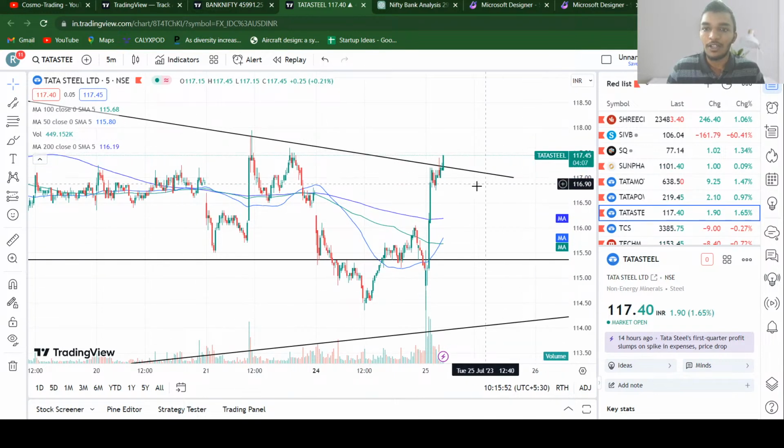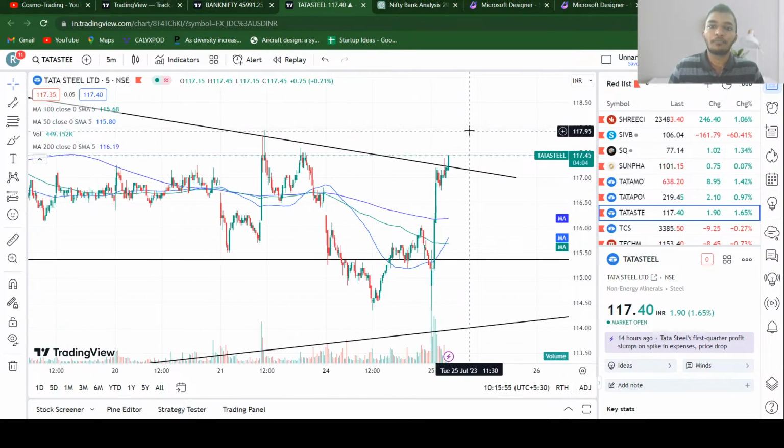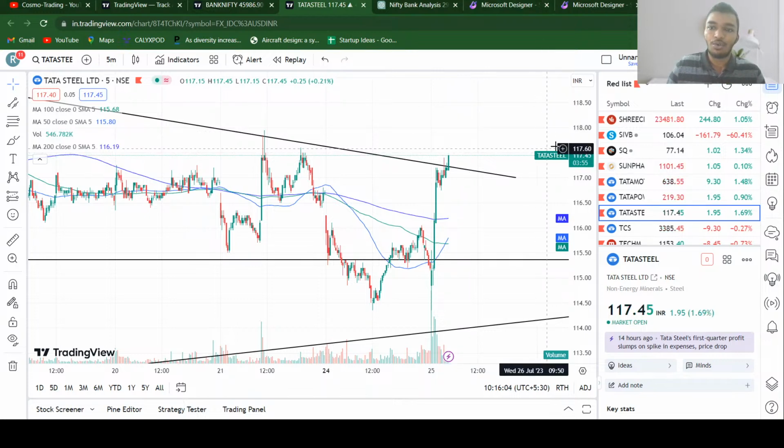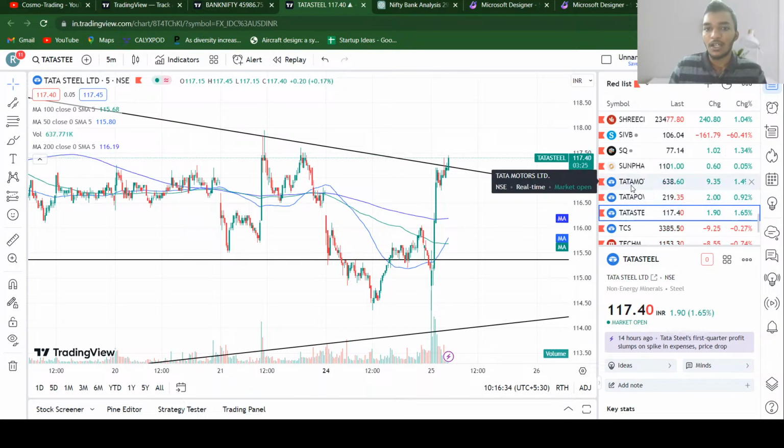If it has broken, then it's well and good, because I have taken a trade on stock options on Tata Steel, and my strike price was around 116. But due to the decay of the July expiry, the break even is at 119 point something. So we are waiting for it to cross 118 so that I could eventually be near break even. Today we do have a result of Tata Motors as well.